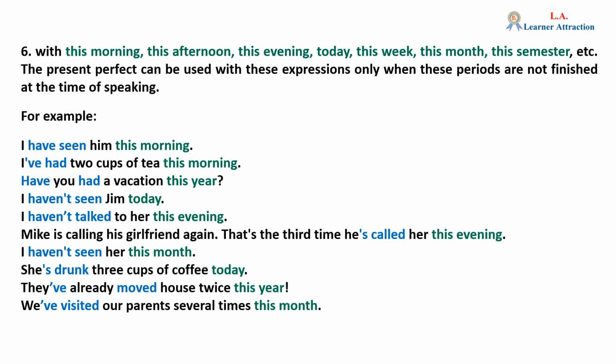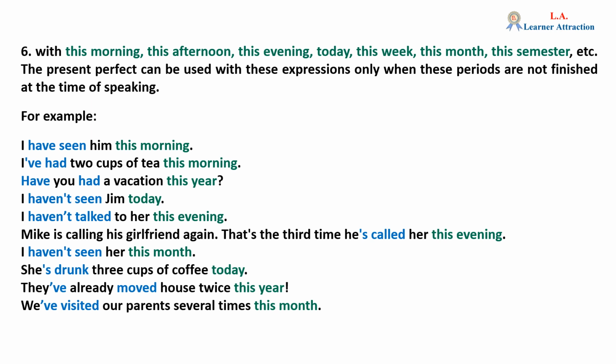Six. With this morning, this afternoon, this evening, today, this week, this month, this semester, etc. The present perfect can be used with these expressions only when these periods are not finished at the time of speaking. For example, I have seen him this morning. You can say so if the morning hasn't finished yet, the morning is not over at the time of speaking. But let's say that it is 2 p.m., it's not morning anymore, this morning is over, it's now the afternoon, you must use the past simple tense instead of the present perfect tense, and say, I saw him this morning.